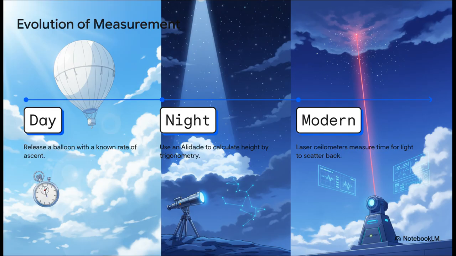Back in the day, they used to literally just release a balloon with a known rate of ascent and use a stopwatch to time how long it took to disappear into the cloud. Basic, simple math. Then, at night, they shifted to using a searchlight positioned at a known distance from an observer. The observer used a neat little tool called an alidade to measure the angle of the light beam, and boom, they calculated the base using trigonometry. Pretty clever, right? But today, we've gone totally high-tech.